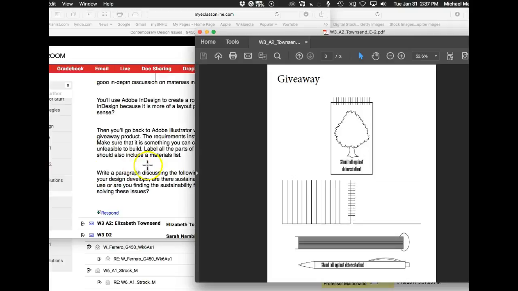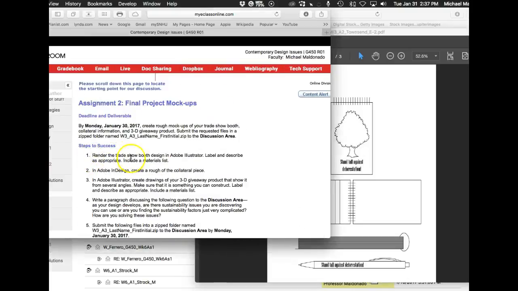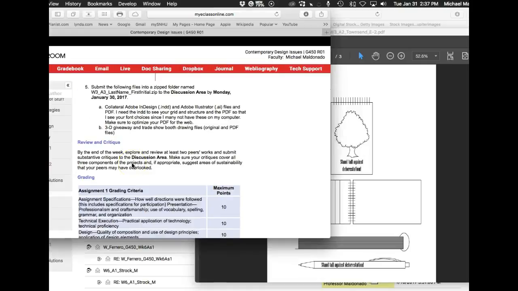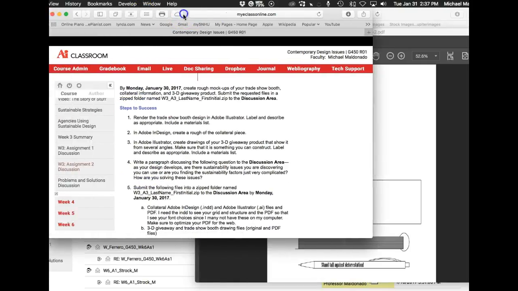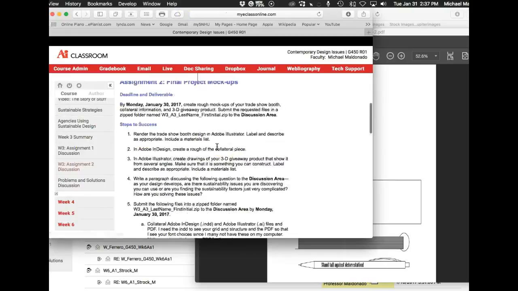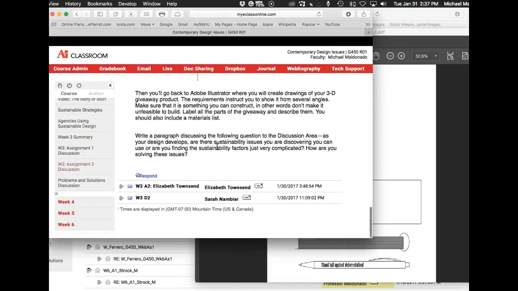All right, so those are my recommendations. I recommend you go back and read through this Steps to Success again very, very carefully. Most definitely go to the book and take a look at the materials. That chapter's not assigned this week, but take a look at the materials chapter and you'll really get an idea of how to do this.